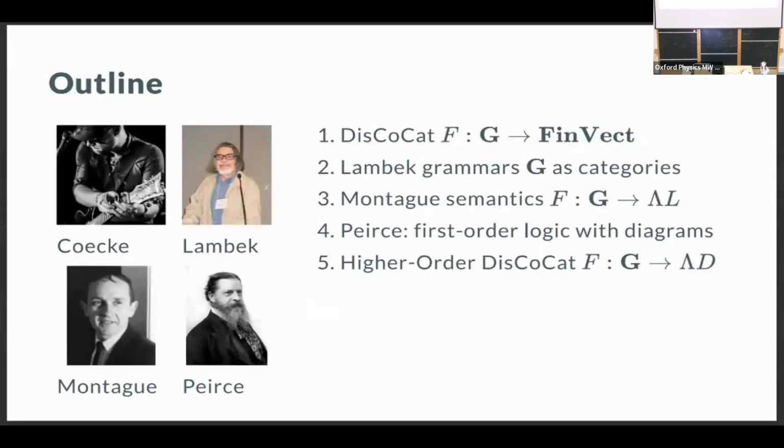So I guess Bob was one of the founders of this DisCoCat model, which we can define as a functor from some grammar G into finite dimensional vector spaces. I'll explain that quickly. Then I'll give a bit of background on these Lambek grammars and define them in terms of categories. And then I'll explain how you can formalize Montague semantics as a functor, which goes from grammar now into a free Cartesian closed category, which I called lambda L, where now you interpret natural language not in terms of vectors, but in terms of logical formulae.